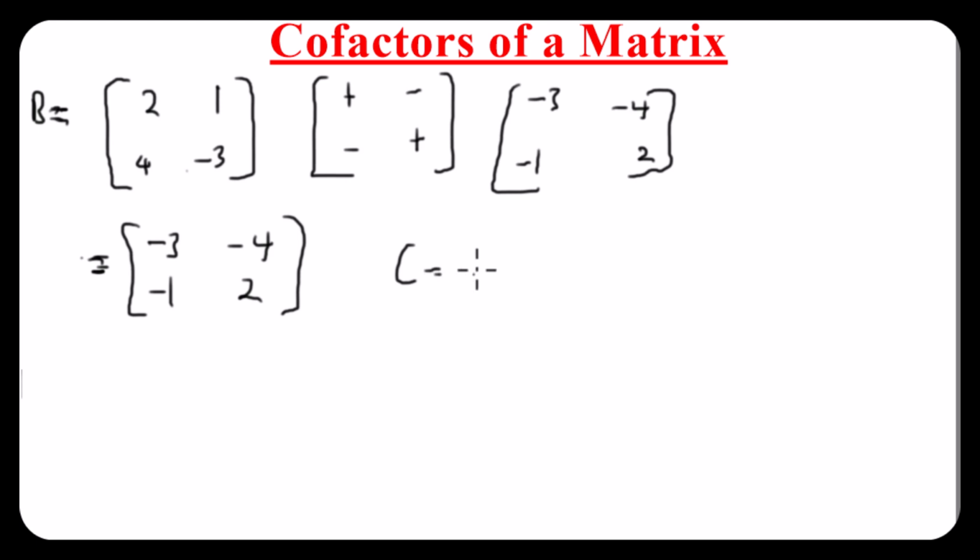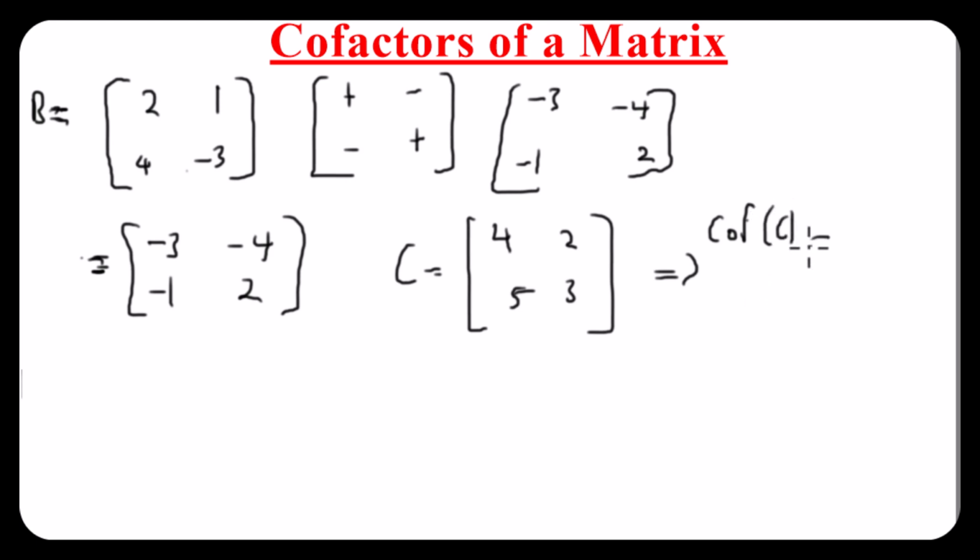So let's say we're given another matrix C, and we're told that matrix C is given as 4, 2, 5, 3. This time around we want to use the short method. So you swap the leading diagonal. So the cofactor of matrix C would be given as: swap the leading diagonal, so this becomes 3 and 4. And then swap the backward diagonal. So this is 2 and 5, but negate them, 2 and negative 5.